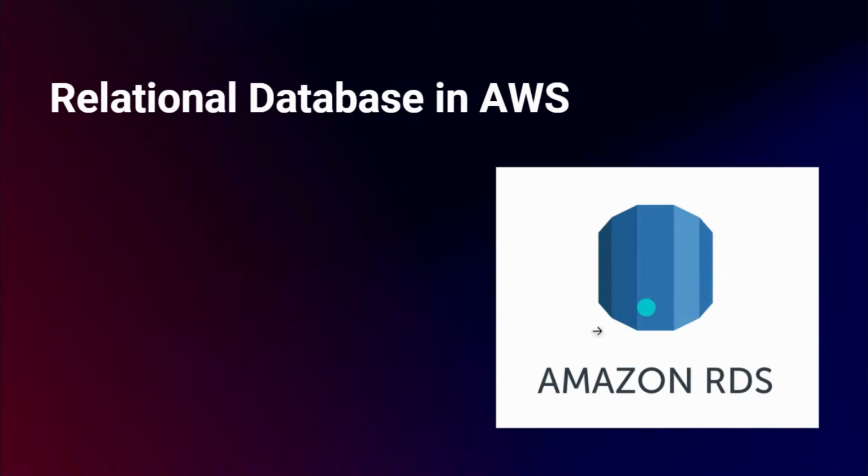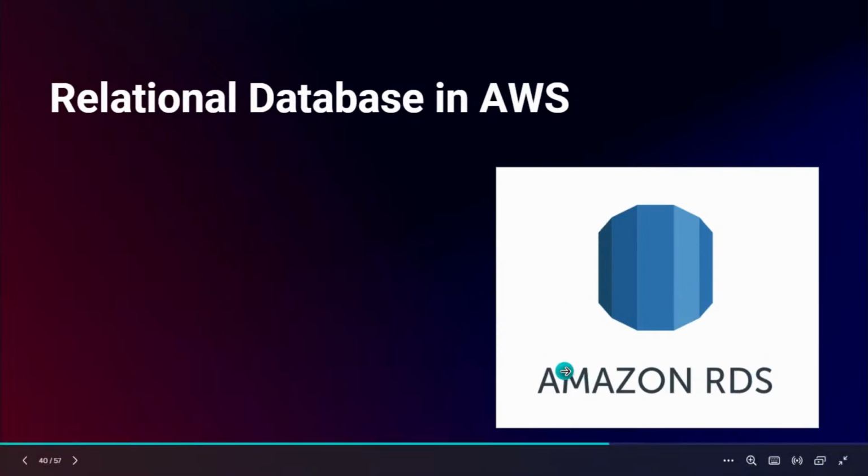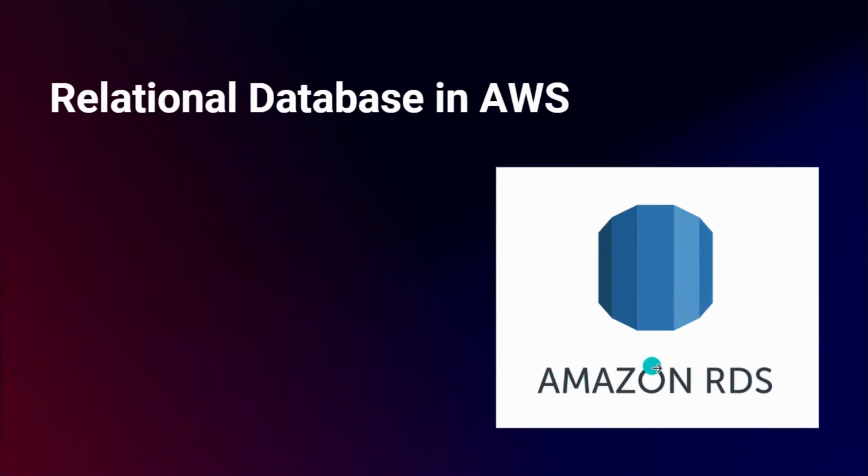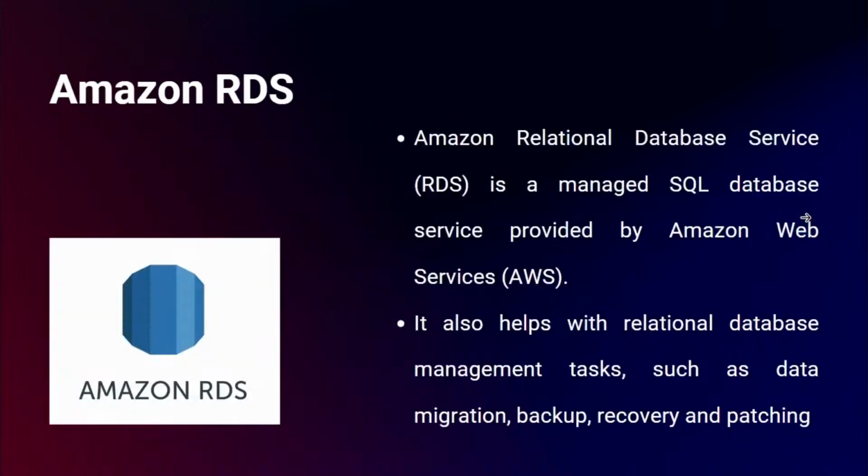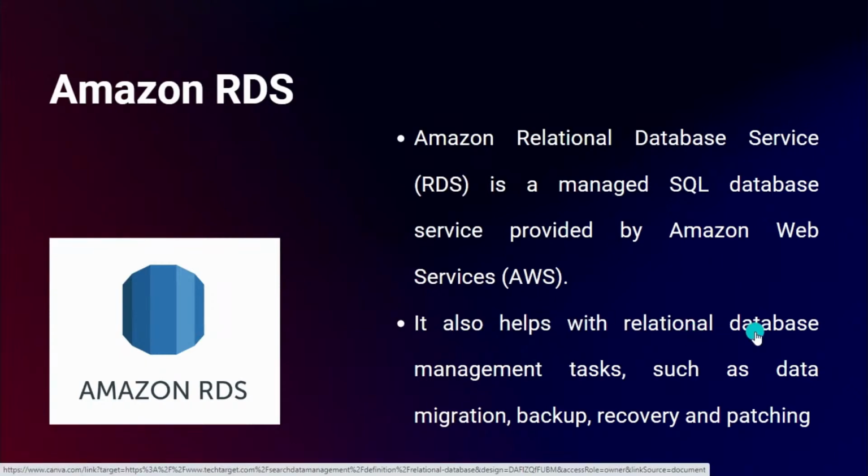Like if you have Amazon RDS, so in Amazon they have this RDS, which is nothing but Relational Database Service. Okay, Amazon Relational Database Service is a managed SQL database service provided by AWS. It also helps with relational database management tasks such as data migration, backup, recovery, patching, etc.